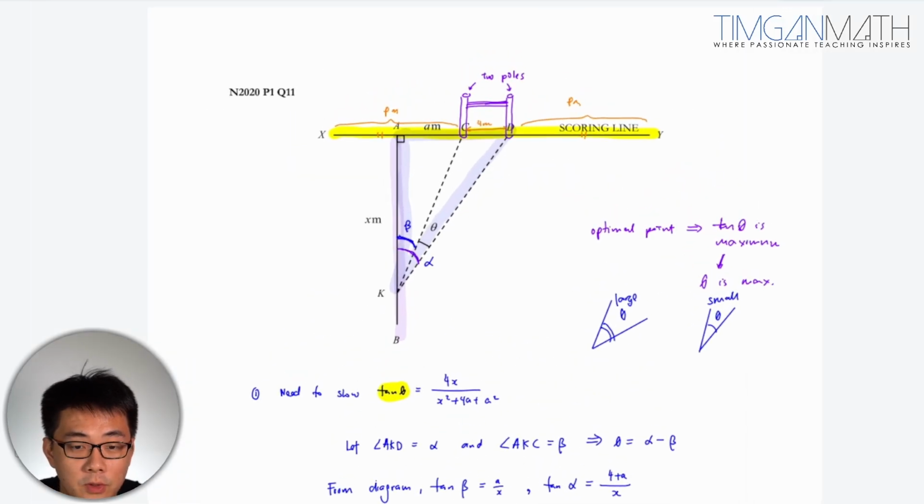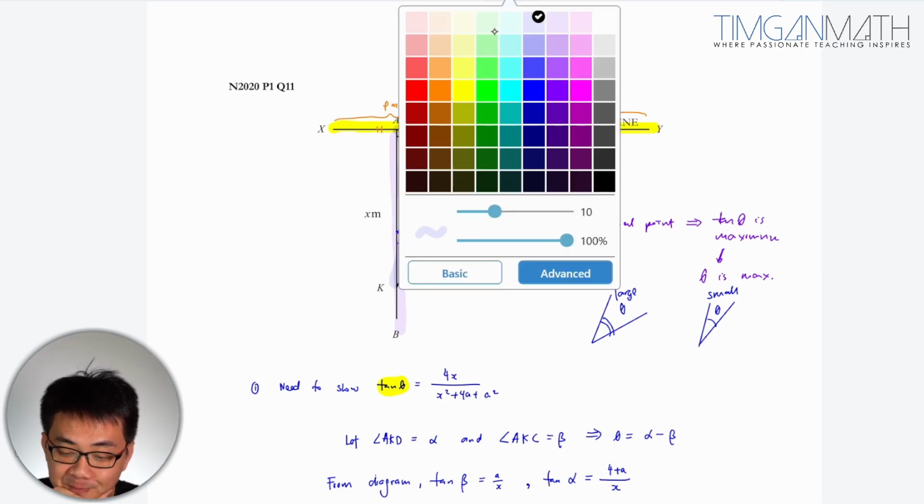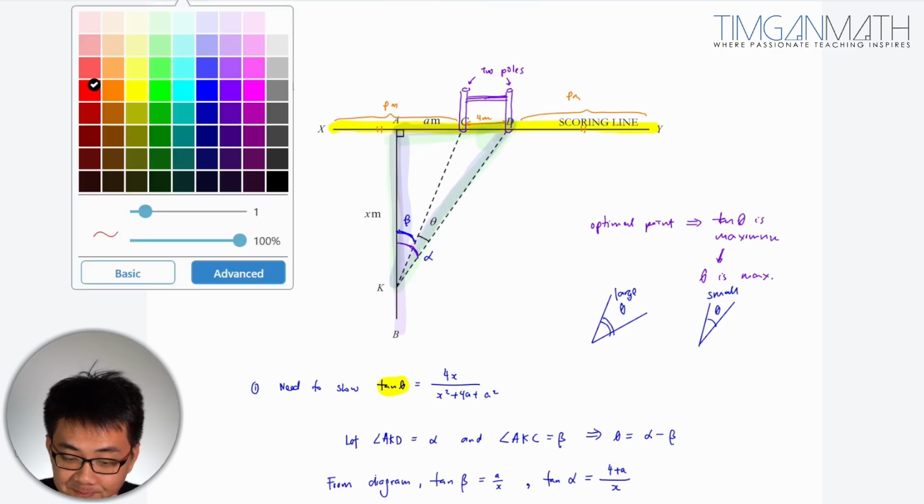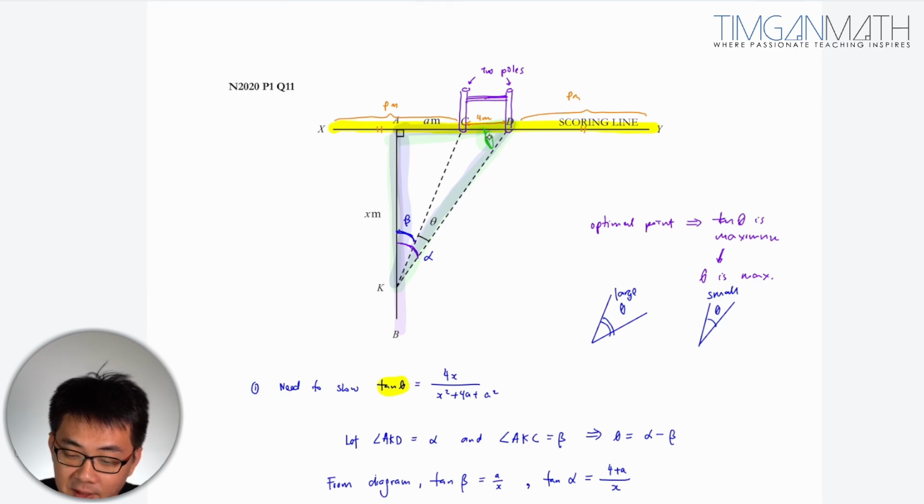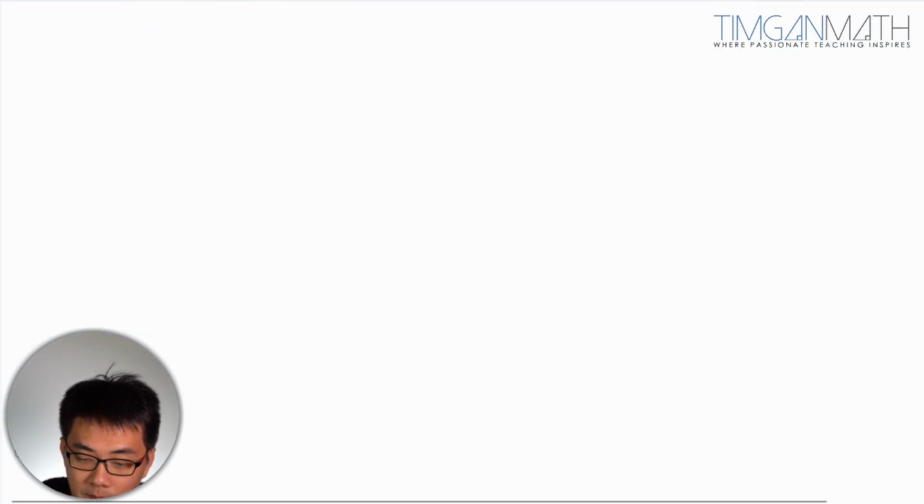So let's look at part 4. Show that when theta is the optimal angle, tangent KDA is the value there. What I'll suggest is to write down what KDA is. KDA is this angle here, so we need its opposite, which is x, and the adjacent, which is 4 plus a. So I'm going to write this down. Okay, so this is part 4.